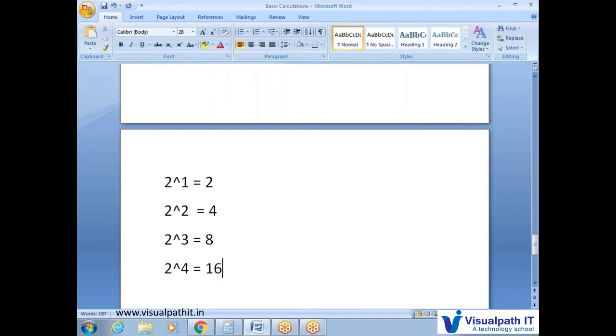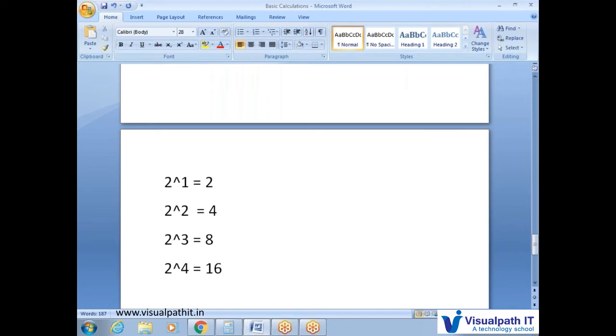Okay, all of you know 2 power 1, 2 square, 2 cube, 2 power 4, but I'm asking directly: what is the value of 2 power 9? Find the value of 2 power 9. So how to solve? Some persons do 2 into 2 into 2 into 2, and how many times? 9 times. So 9 twos are multiplying, like 2 into 2 is 4, 4 into 2 is 8, and so on. This is the lengthy process.